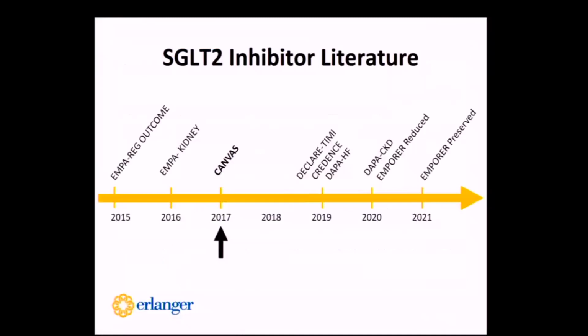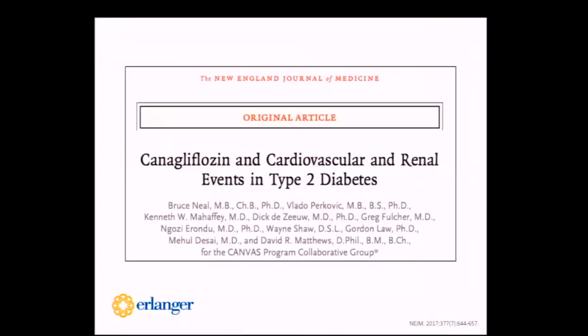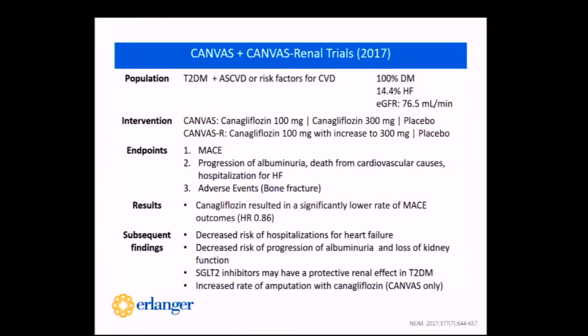All right, moving on to our CANVAS trials in 2017. In the New England Journal of Medicine, canagliflozin in cardiovascular and renal events in type 2 diabetes was published. This is actually 2 trials combined into one, the CANVAS and the CANVAS renal trial, and they were combined for a greater power. So the population at baseline all had type 2 diabetes, and a little bit different from the previous trials, these patients either had ASCVD or had risk factors for cardiovascular disease.